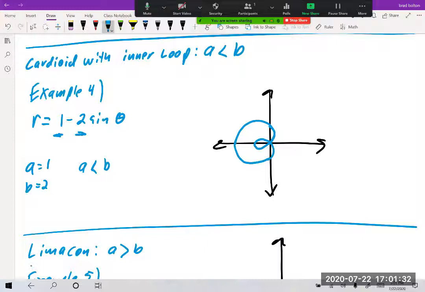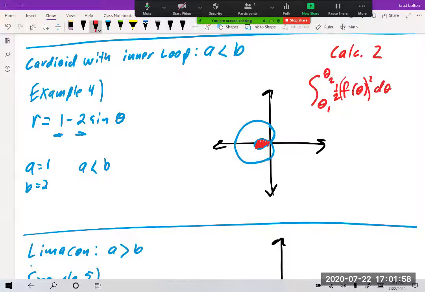So in calculus, you'll be asked to find the area of just the loop or something like that. And then we'll have to integrate from theta 1 to theta 2 of some 1/2 f of theta squared d theta. So this is what we'll have to do in Calc 2. But for now in pre-calc, we're just going to get familiar with using these on our calculator.